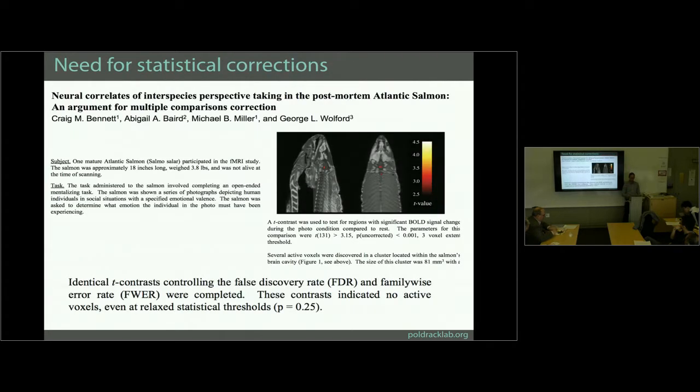imaging papers. Some of you may have heard about this study, which is another demonstration of this, where a group from UCSB took a dead salmon, put it in a scanner, and presented it with a mentalizing task, or perspective taking task. And they found that, lo and behold, if you don't do the proper statistical corrections, you can find activation in the brain of a dead salmon.